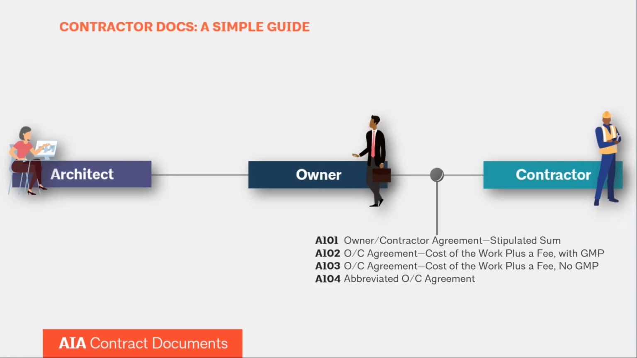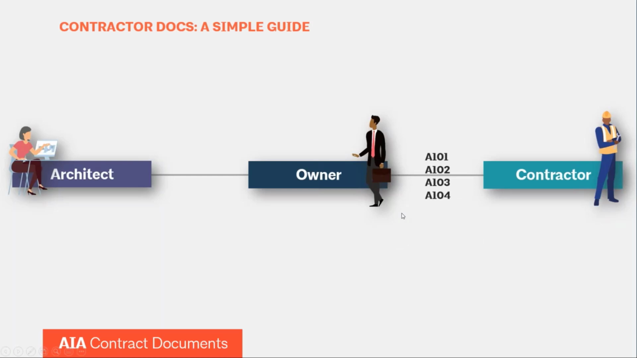And then the A104 is going to be an abbreviated owner-contractor agreement. And Ben will get into a little bit the differences between the abbreviated agreement and the other agreements, but we do have an abbreviated option. We also have an option for even smaller projects, which I'll go into in just a little bit, since we technically consider that in a different family. But those are your options there to define that relationship. Now you'll notice there's no direct contractual relationship between the contractor and the architect.